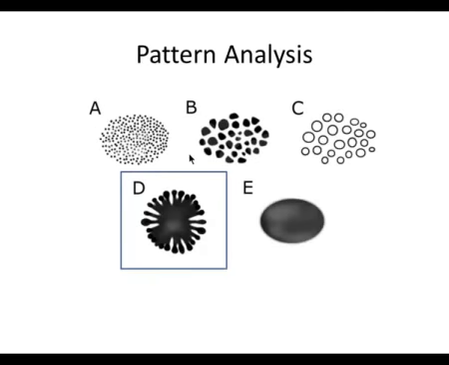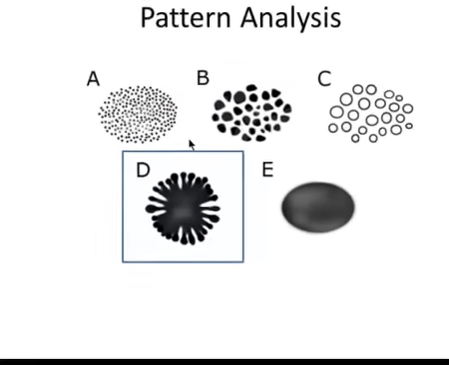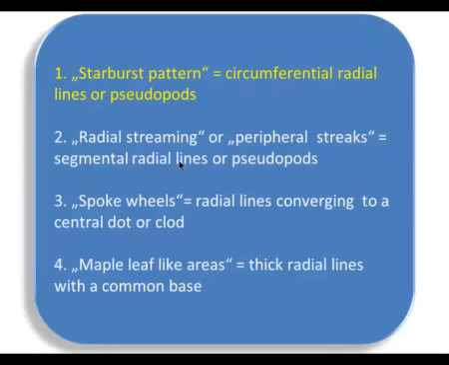Here we have the same pattern, but now with pseudopods. You also see here a structural center, which is typical for these types of lesions. Now, before we go into the details, we have to clarify some issues related to terminology. What in the metaphorical language is called a starburst pattern, in the language of pattern analysis is equivalent to radial lines or pseudopods that are found over the entire circumference of a lesion.